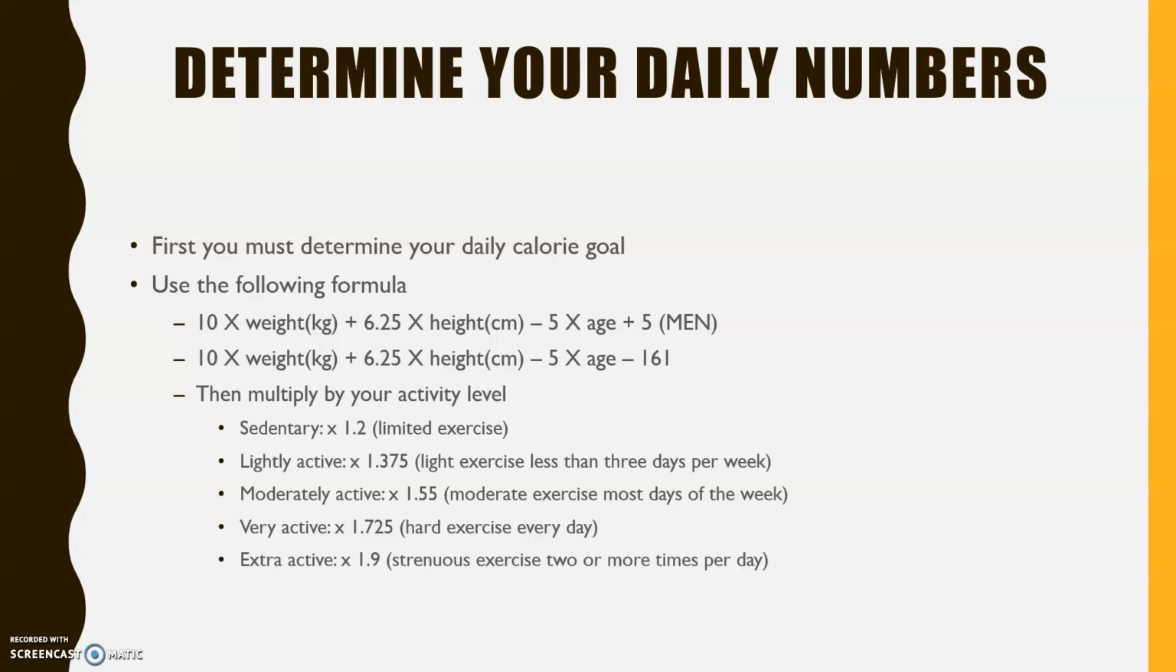So the formula is written here. For men, it's 10 times your weight in kilograms plus 6.25 times height in centimeters minus 5 times your age in years plus 5. For women, same formula, but minus 161. Then you're going to multiply it by your activity level. So this is a lot of math here, and you've got to remember your PEMDAS. Sedentary is limited exercise, like a desk job; lightly active says here exercise less than 3 times a week, up to many workouts. So you're going to multiply your number by that to get your activity level.